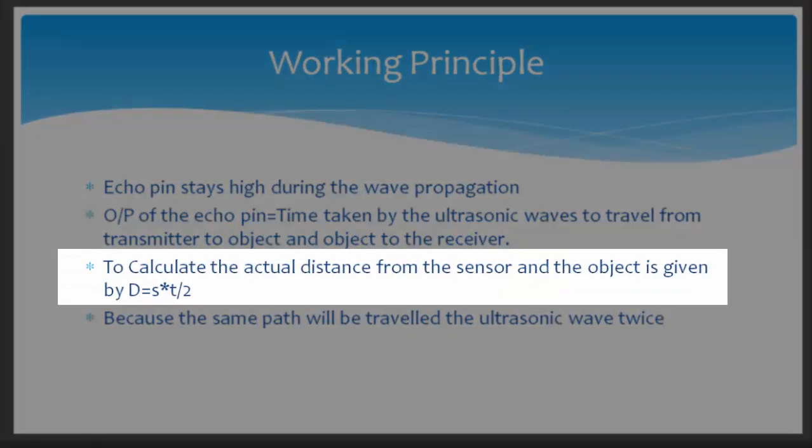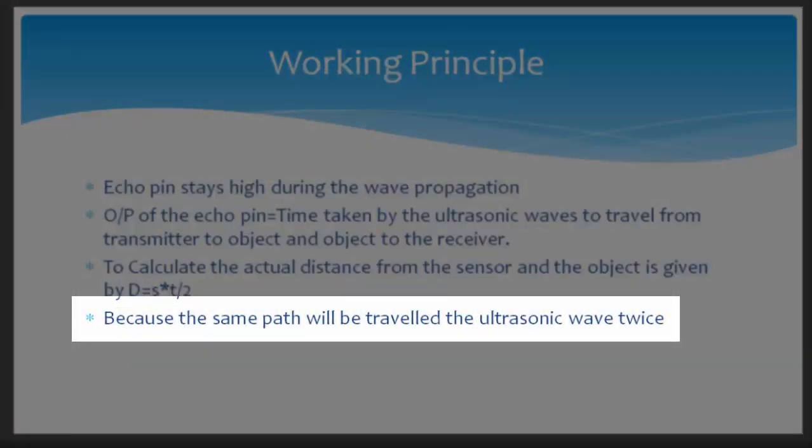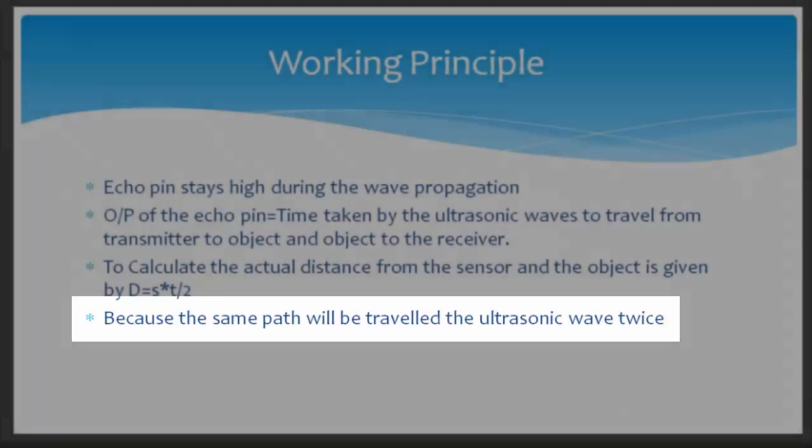To calculate the actual distance between the sensor and the object, it is given by the formula D is equal to S into T divided by 2, where D is equal to distance, T is equal to time. Because the same path will be travelled by the ultrasonic waves twice, we are dividing here by 2.